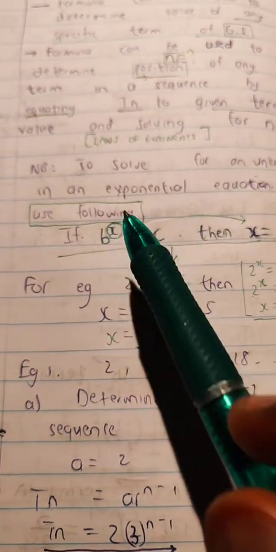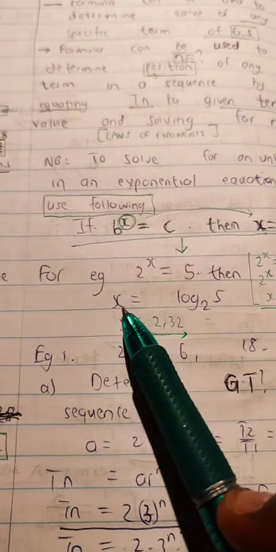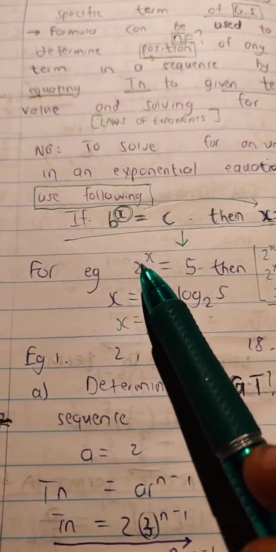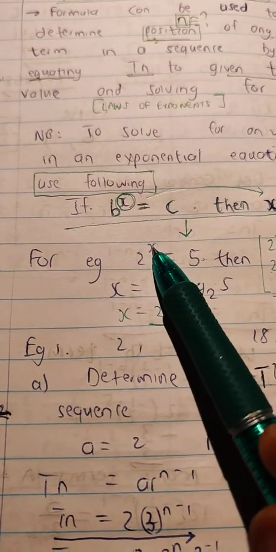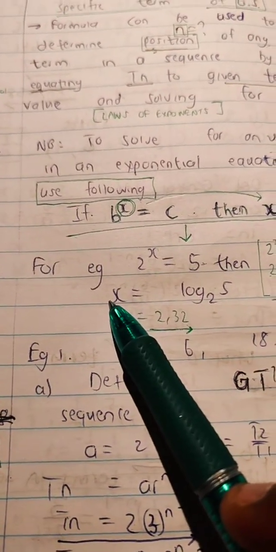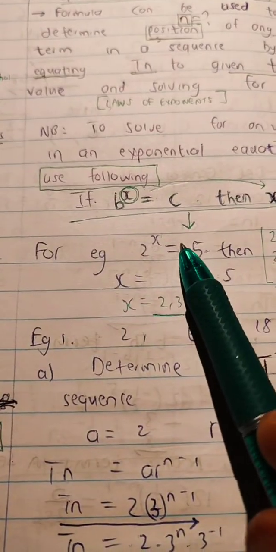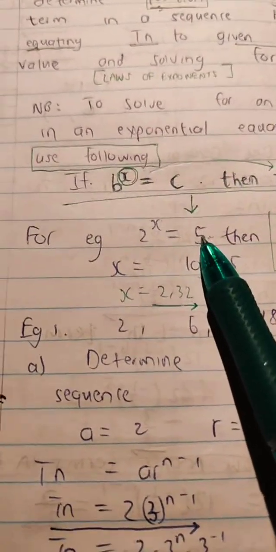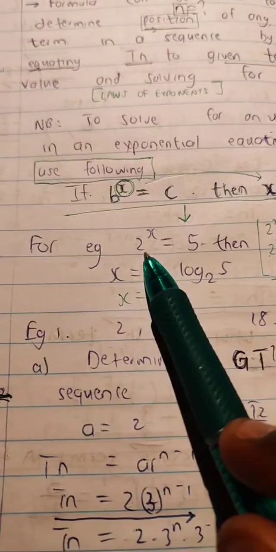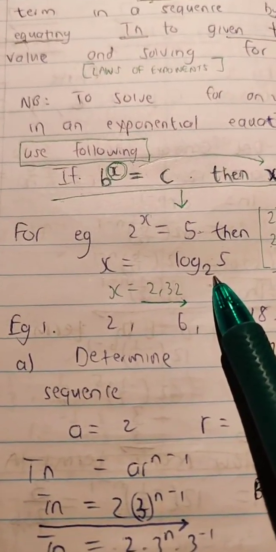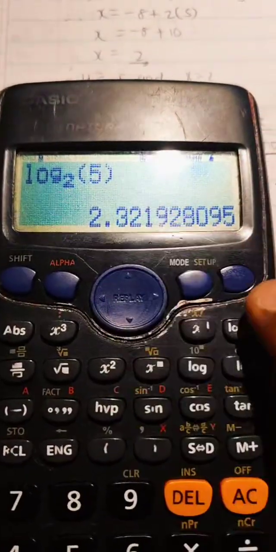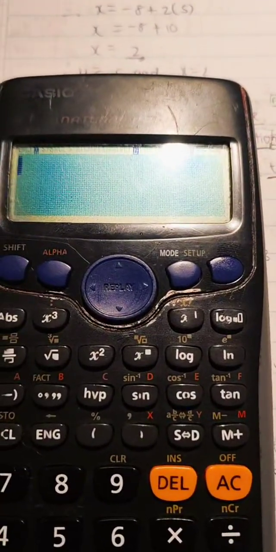This variable, my child, I said it becomes the subject. The unknown exponent variable that we are calculating becomes the subject. Then we introduce log next to 5, and we take 2, which becomes the base of that particular log. Then you go to your calculator. What do we do there, my child?